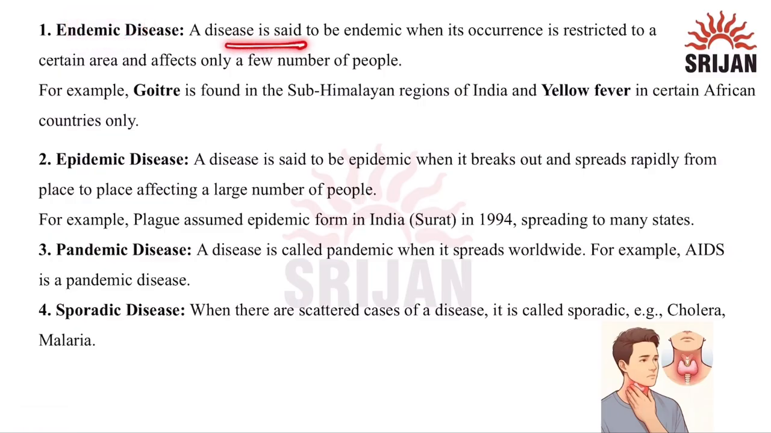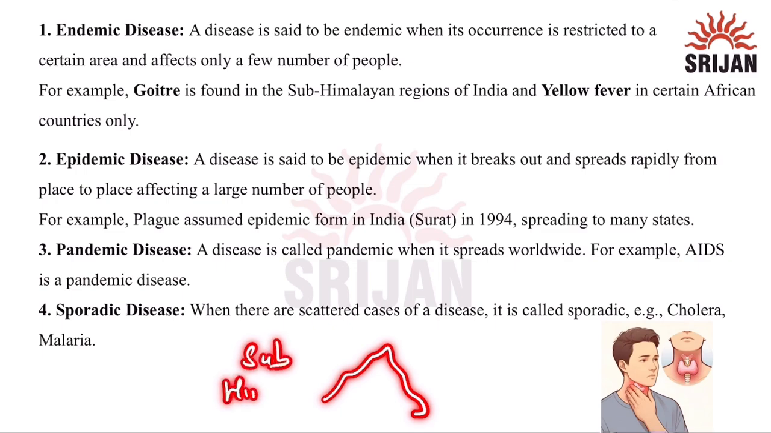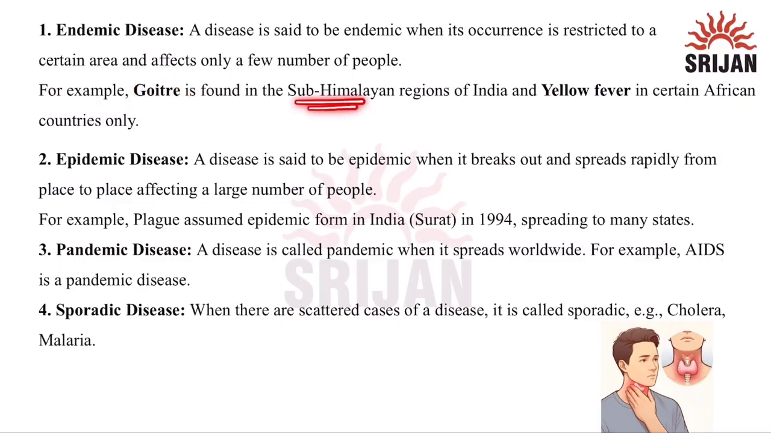Now, endemic diseases. First of all, a disease is said to be endemic when its occurrence is restricted to a certain area and affects only a few number of people. Okay, let us suppose you go in the sub-Himalayan region. Okay, now in this sub-Himalayan region, you will see goiter. Goiter is nothing but the enlargement of the thyroid gland. Okay, so this is termed as goiter and it is found in sub-Himalayan region. So it is an endemic of sub-Himalayan region. Okay, now yellow fever in certain African countries only.